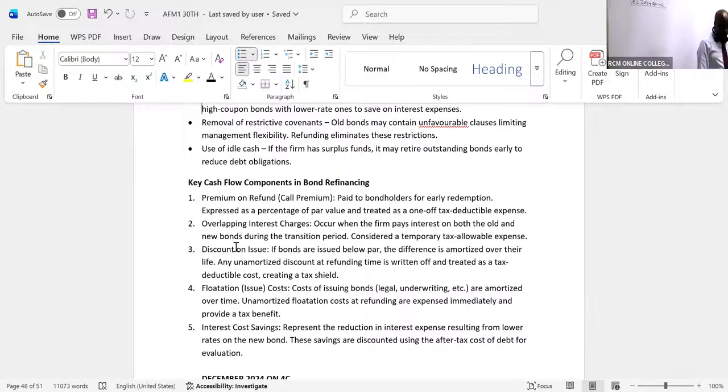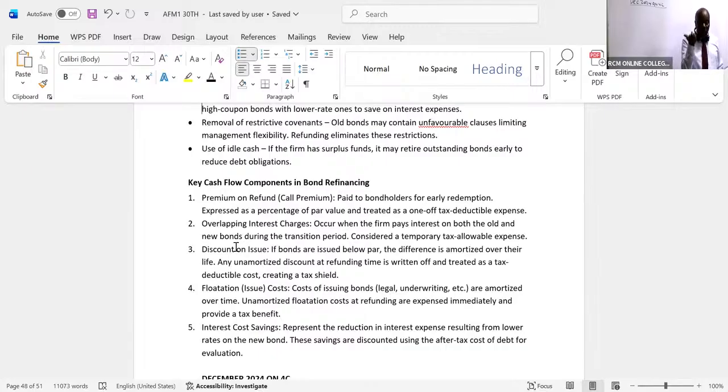All is well. Key cash flow components in bond refinancing. So whenever we talk of bond refinancing, what are the key concepts which I would be using to solve this question? Number one, we have what we call premium on refund. When you are retiring these old bonds, when you are repaying back the old bondholders, they will tell you, hey, you've retired our money prematurely. In this case here, give us a premium, just like in most mortgages. Most mortgages, they'll always tell you to pay them something up.